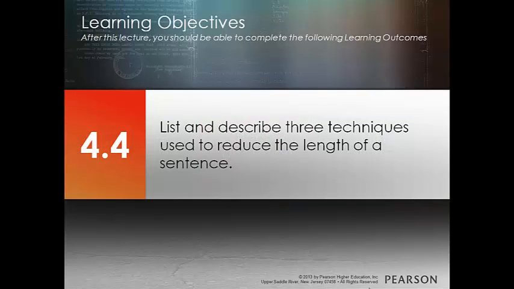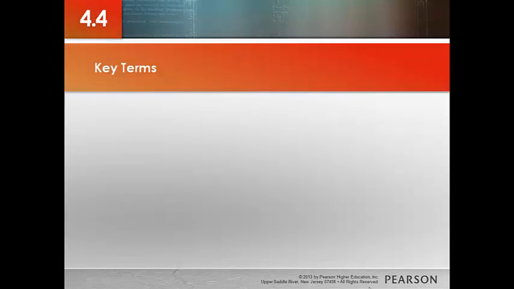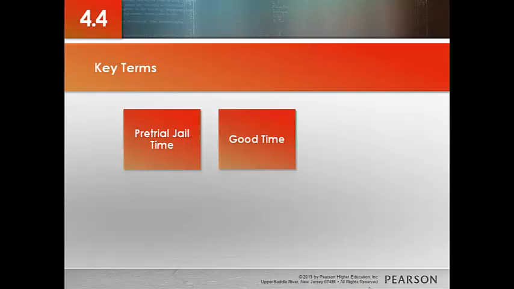Sentence length can be reduced by pretrial jail time, good time, or concurrent sentencing. Here are some key terms. Pretrial jail time. That's time spent in jail either pretrial or after conviction that could be counted toward a convicted offender's sentence. Good time. That's the reduction of days from a sentence as the result of statutory provisions, the offender's good behavior, or extra work done by the offender.